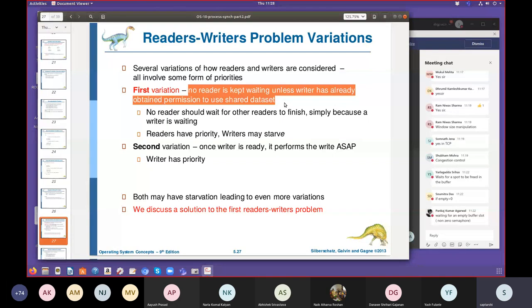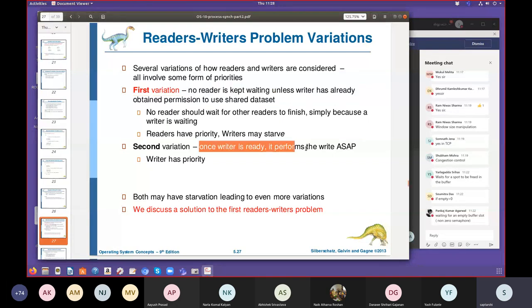The second variation is this: once a writer is ready, it should be allowed to perform the write as soon as possible. So here the writer has priority. It's okay for the readers to wait a bit. There is no correct or wrong here. It's just based on your application, you will choose one of the variations. Both can have a starvation problem: in the first variation, writers can starve. In the second variation, readers can starve. But again, it's up to you which variation you choose. We will specifically discuss the first variation here. Is the setup clear?